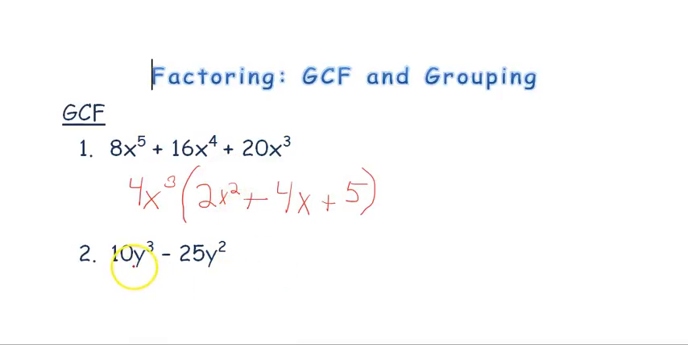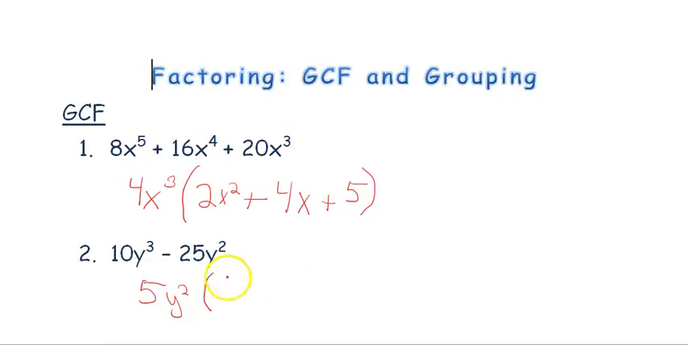Okay, if we move on to number 2, again, this one just has 2 pieces. It's a binomial. So we look at the 10 and the 25 first. What is the biggest number that's going to go into both 10 and 25? And that would be 5. Then I look at the y's. Both pieces have y's. So I'm going to go with the smallest exponent, which is the 2. And so y squared is what I'm going to take out. And so this is my GCF.